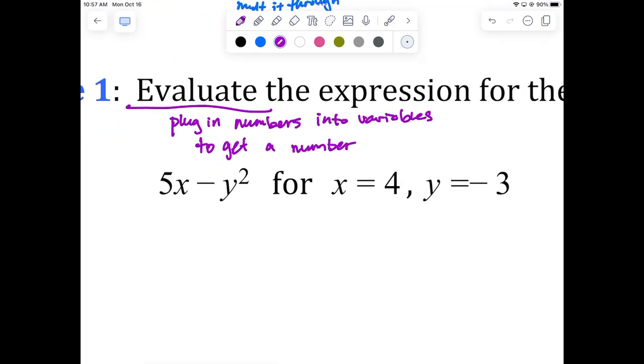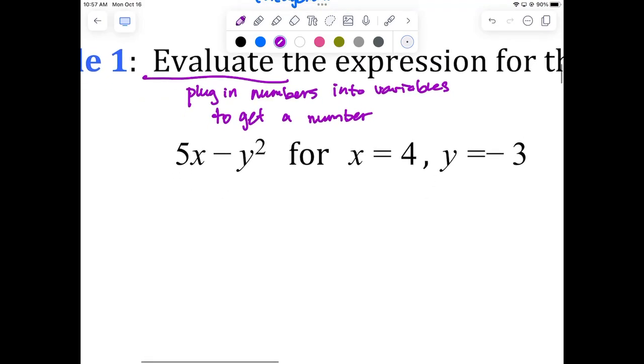So if you see something like 5x minus y squared, and you're supposed to evaluate it for x equals 4 and y equals negative 3, guess what we're going to do? Are we going to FOIL? If it says to evaluate, is there anything to FOIL here? No. It basically says, hey, plug in a 4 for x and plug in a negative 3 for y.